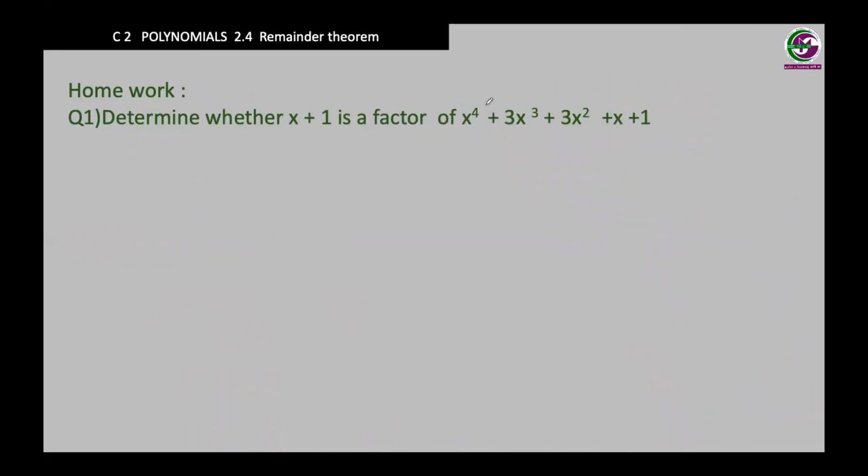So again, you can check in 2 ways. You can substitute x plus 1 equal to 0. So we can write x is equal to minus 1. We substitute and then get the answer. Check whether the remainder is equal to 0. If it is 0, we say it is a factor. If not 0, we say it is not a factor.